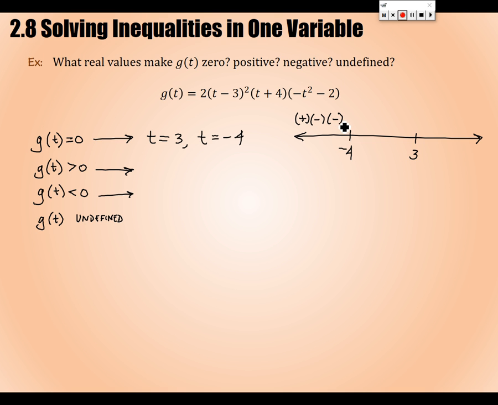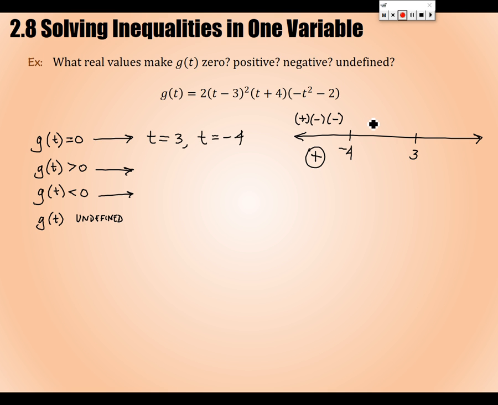Negative. All right, so what's here? Positive times a negative times a negative? All right. And then what about if a number between negative 4 and 3, pick 0 or something, what happens when you plug in 0, do you get a positive number or a negative number?